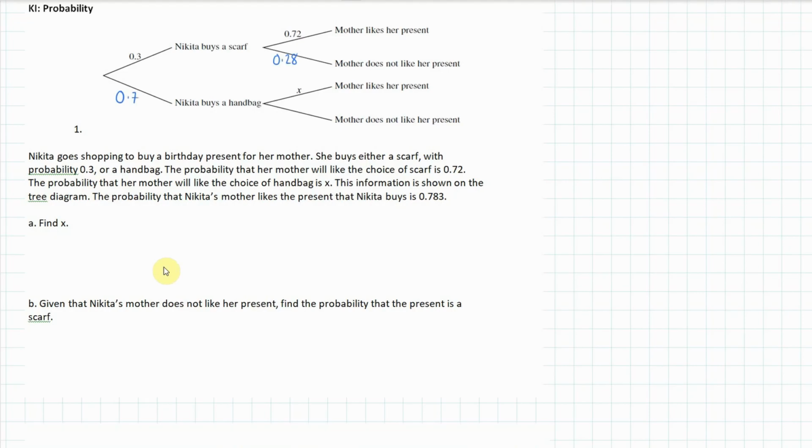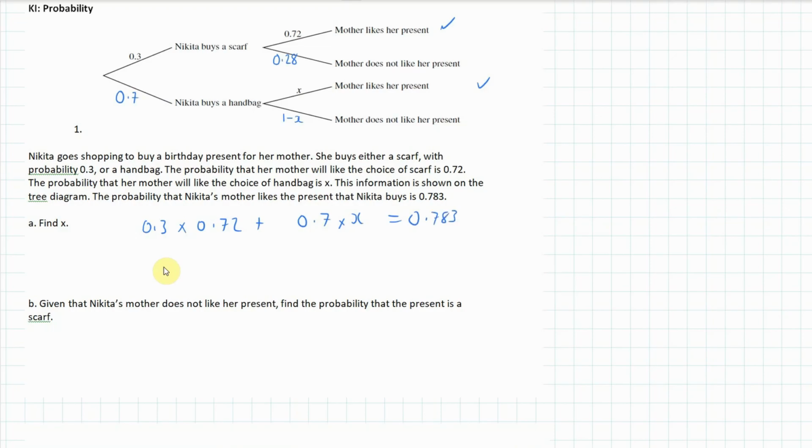The probability that her mother will like the choice of handbag is x, and therefore the probability she doesn't like it will be 1 minus x. The probability that Nikita's mother likes the present that Nikita buys is 0.783. So which branches give her a like? So this branch, and this branch. So in other words, 0.3 times 0.72 plus 0.7 times x equals 0.783.